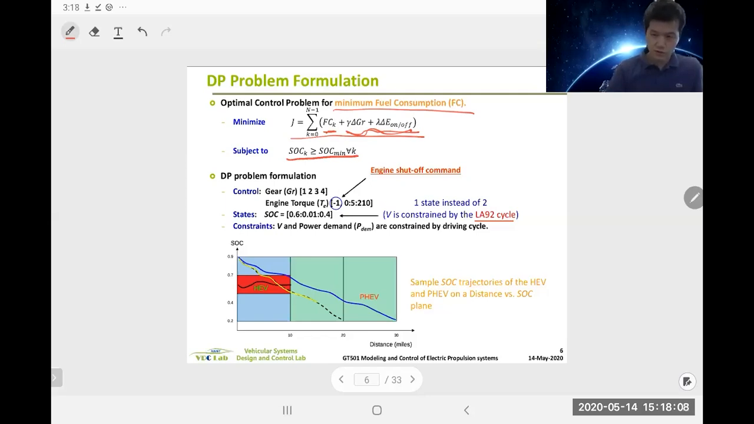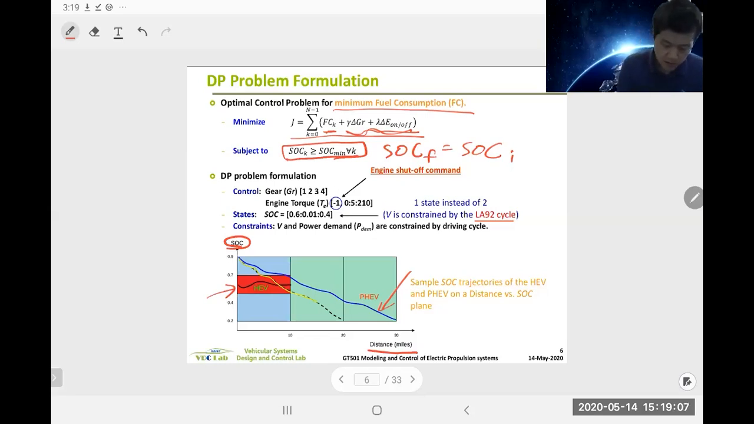By the way, this problem was for plug-in hybrids. So, for example, this is the HEV problem, and this is the plug-in hybrid problem, where X is either distance or time, and Y is SOC. So for plug-in hybrid, this is the constraint, but for hybrid, you need to meet that constraint, right? Depending on the problem.